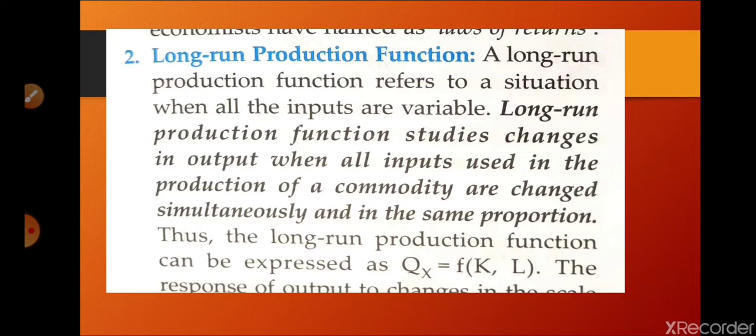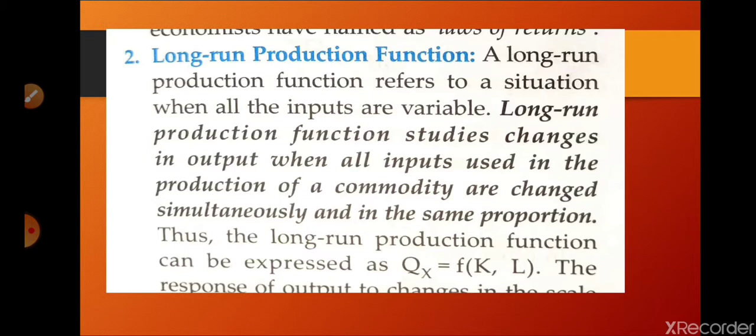For example, in long run, meaning more than 3 years, if a producer is willing to change the scale of production, then he can change it, and this condition is known as return to a scale. Why is it known as return to a scale? Already I have explained that here all the factors can be changed, either variable or fixed.